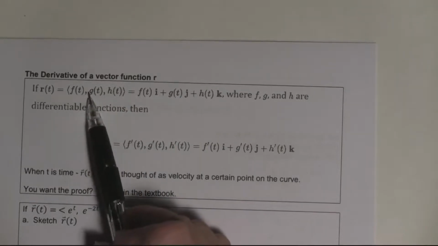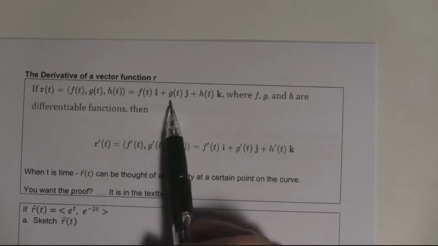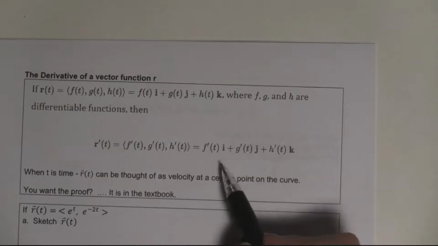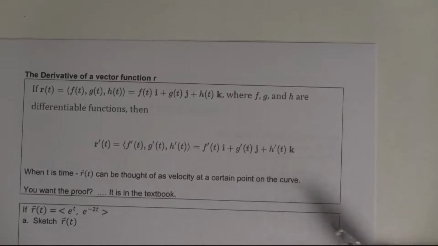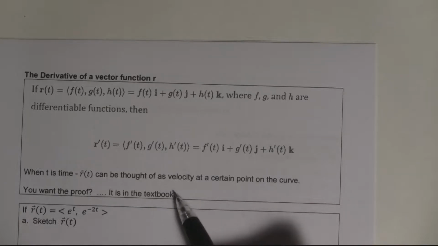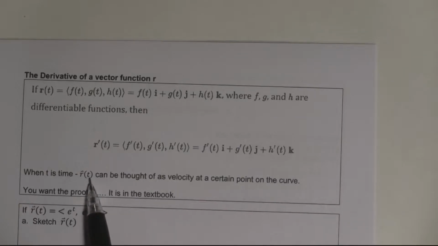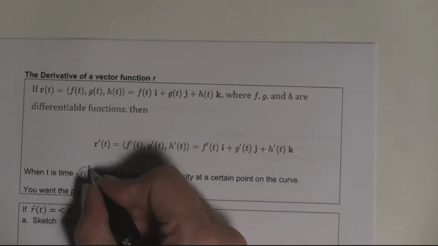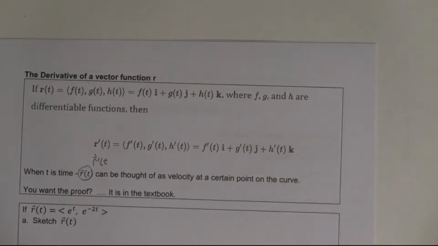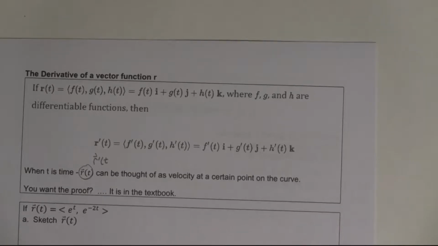And that doesn't matter if you have it in vector form or if you have it in ijk form. Take the derivative of the components with your ijk. When t is time, r of t can be thought of as, this should have been the derivative, right? This should have been r prime at t, can be thought of as the velocity at a certain point on the curve. And if you want proof, the proof is in your textbook.